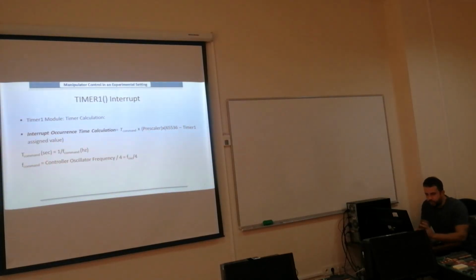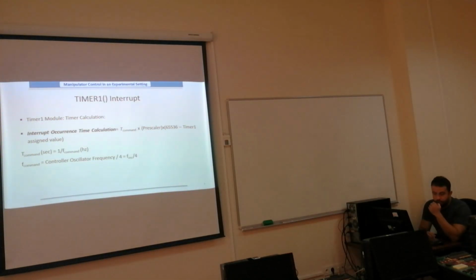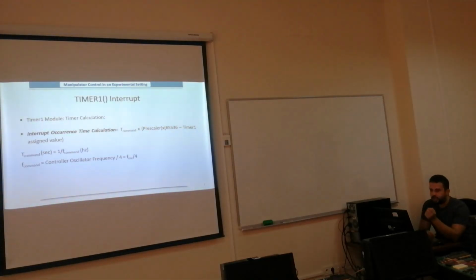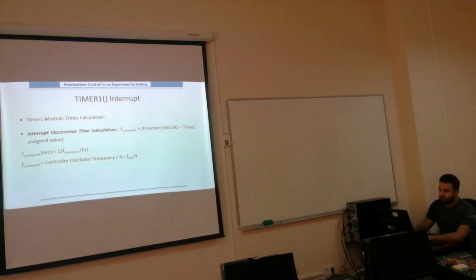The calculation of the interrupt accuracy time. This formula contains T-cmd and multiplication of the prescaler, multiplied by 65,536 minus the timer 1 value assigned by using the set timer 1 function. T-cmd is equal to 1 divided by F-cmd, and F-cmd represents the controller oscillator frequency divided by 4.